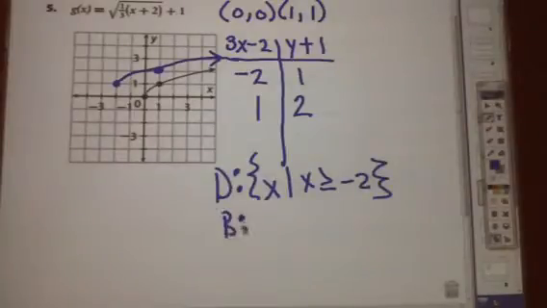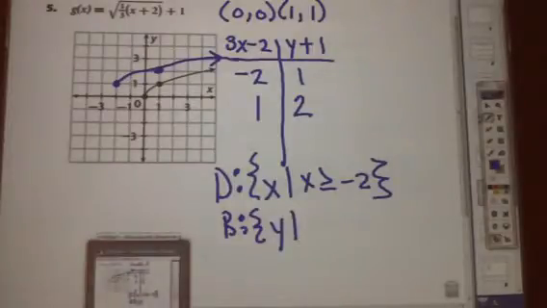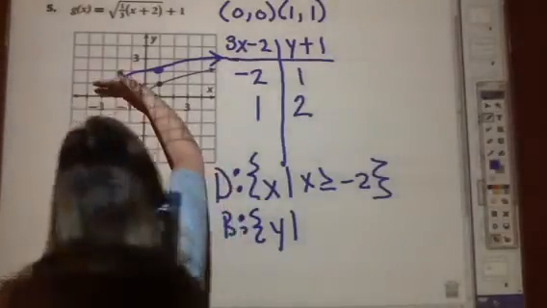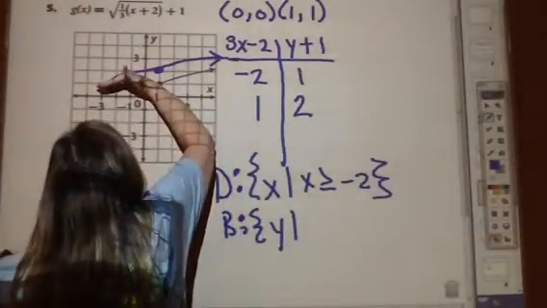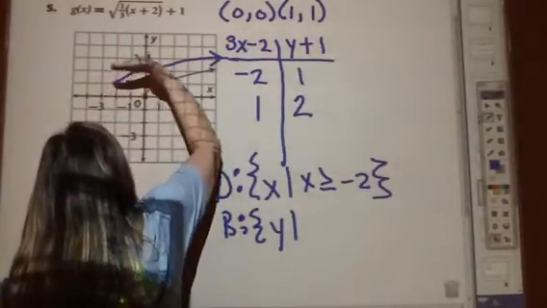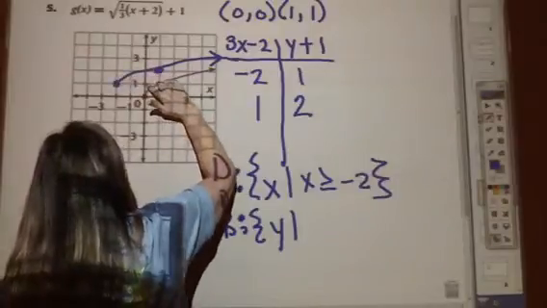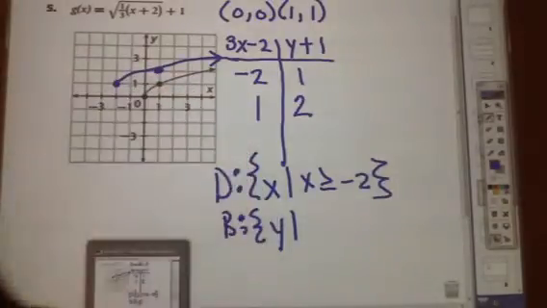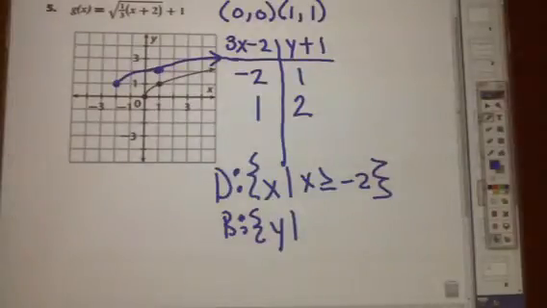In our range, y such that, here's the y value here. Does our graph go up or down from there? Up. And that value on y is 1. So y is greater than or equal to 1. Any questions on domain, range, or how you graph?